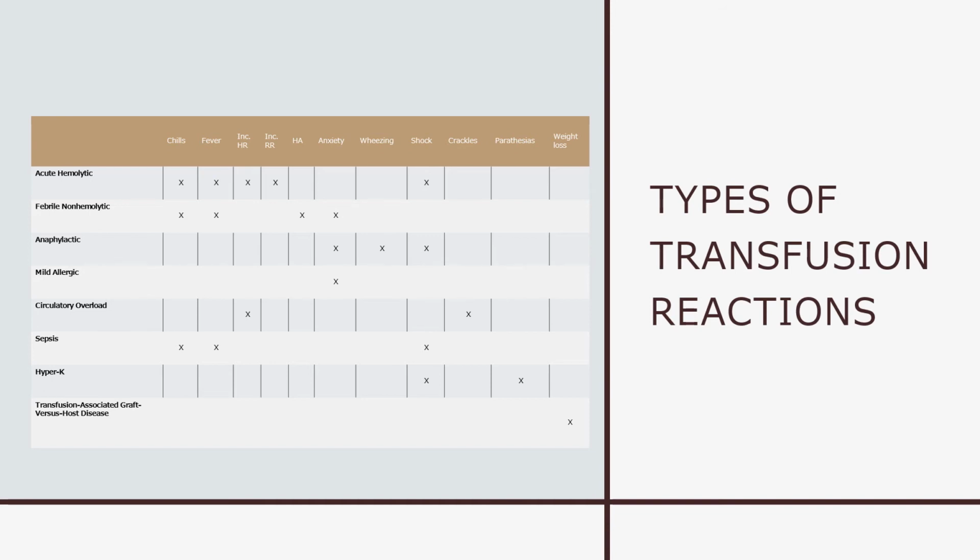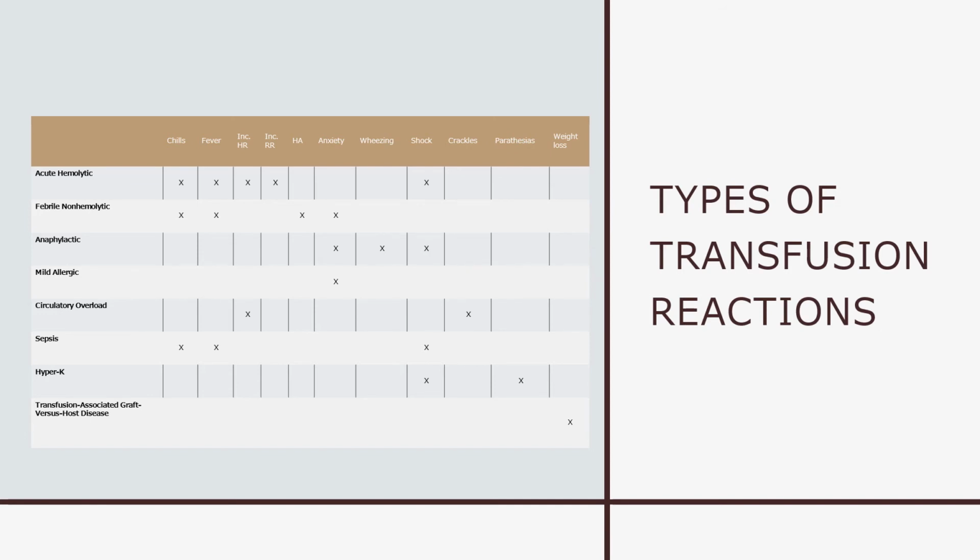Circulatory overload is going to have increased heart rate and crackles on their lungs. So this is where the fluid is too overwhelming for their circulatory system, and that fluid is going to displace on the lung fields. So then you're going to hear that wet crackle popping noise on their lungs as the lungs try to inflate and deflate around liquid. And then sepsis, infusion reaction, is going to have chills and fever because it's an infection, and signs of shock.